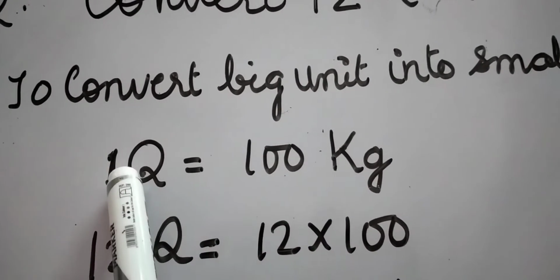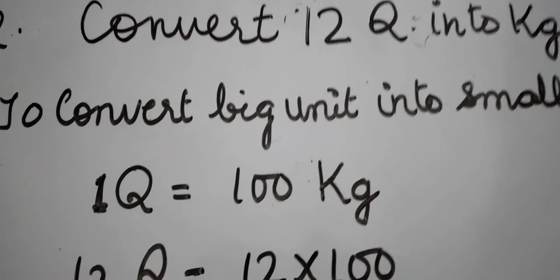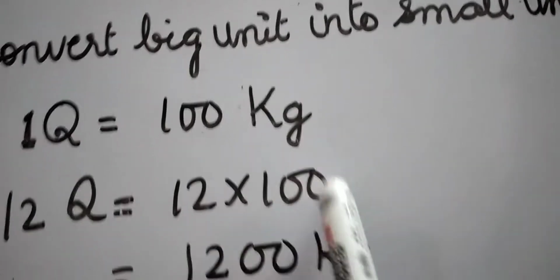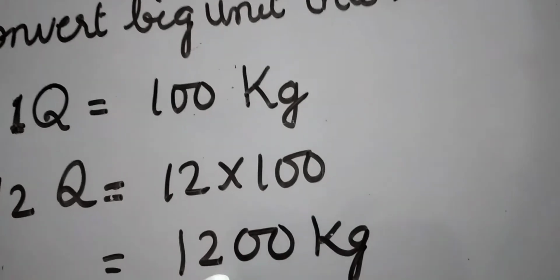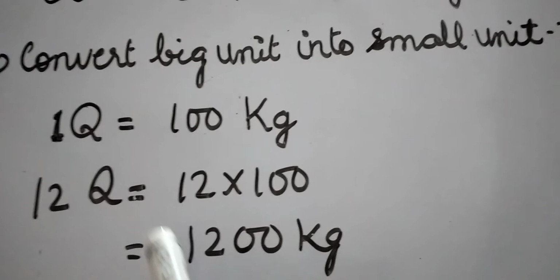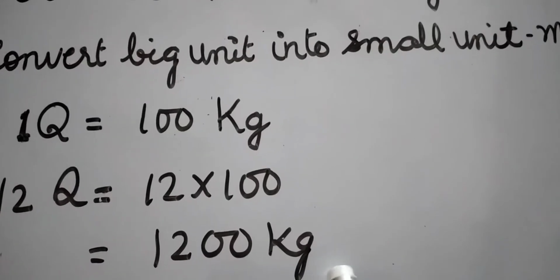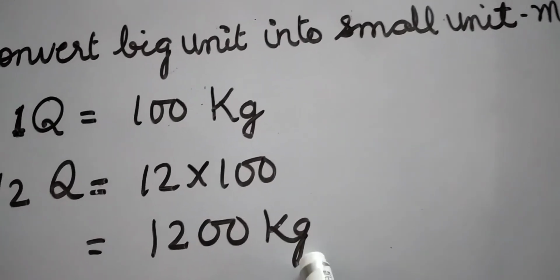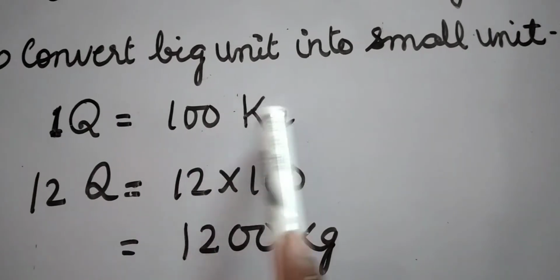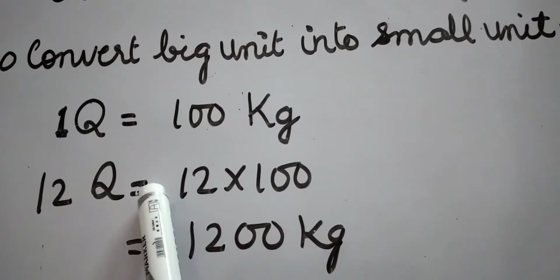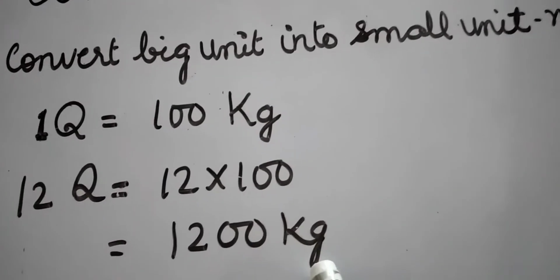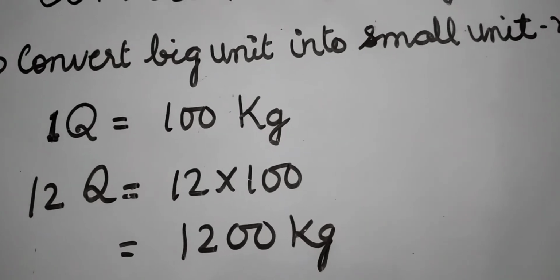So at the place of 1 quintal, we will write 12 quintal. 12 quintal multiplied by 100. 12 ones are 12. 1200 kg. This is very simple. So kg is a unit. Always remember 1 quintal is equal to 100 kg. 12 quintal is equal to 12 into 100, that is 1200 kg. Understood children? So move towards the next question.